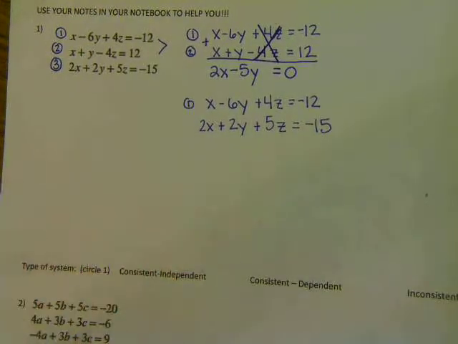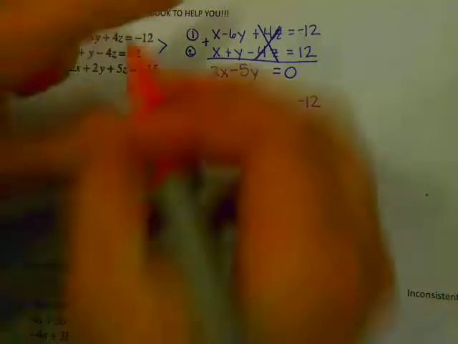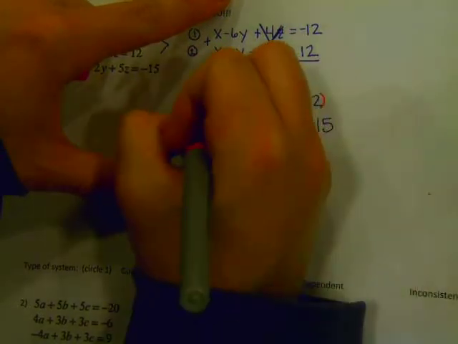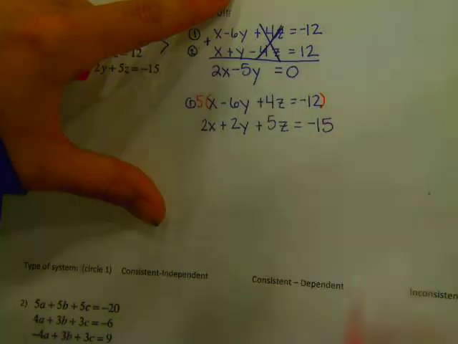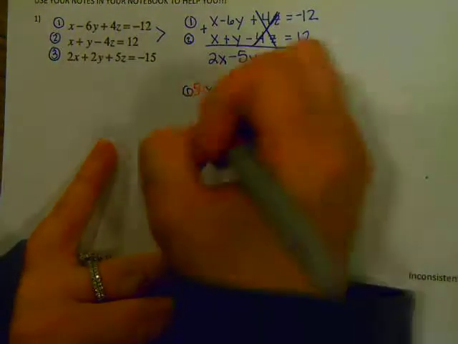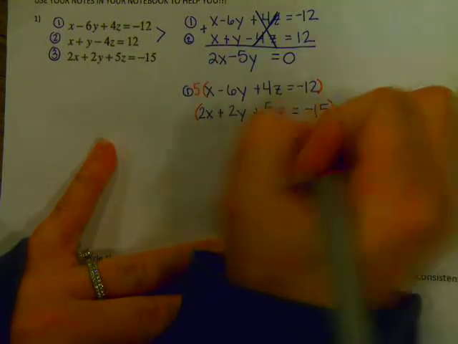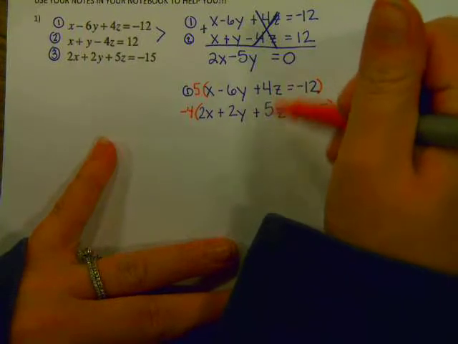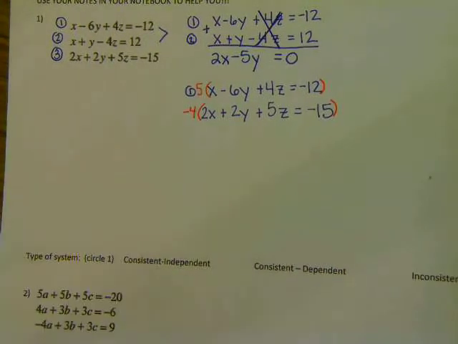We can do that nice and easy if we multiply everything in the top equation times 5, and then multiply everything in the bottom equation by negative 4. So see, we're basically multiplying them by each other's numbers. Just make sure one of them is negative.